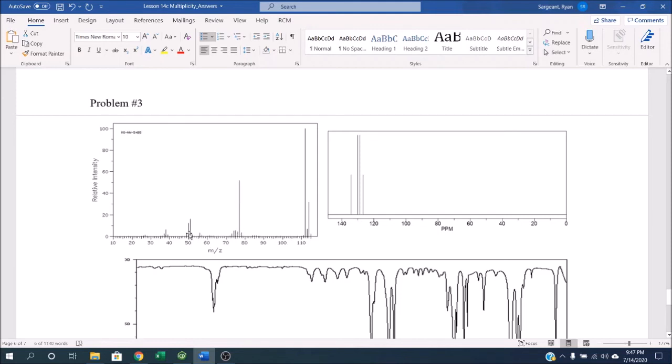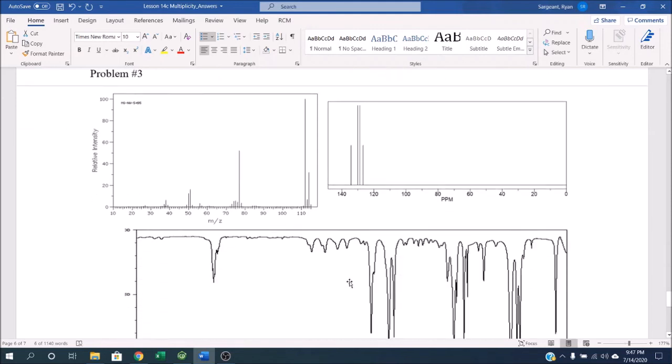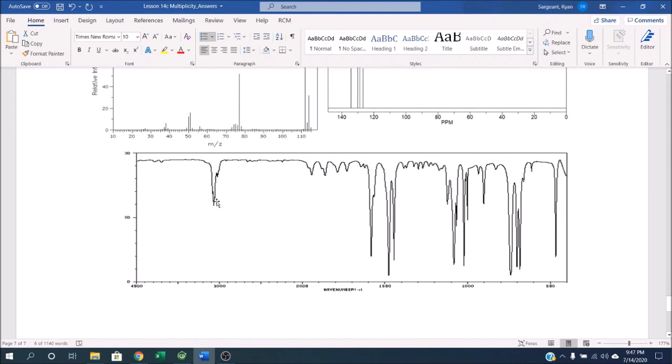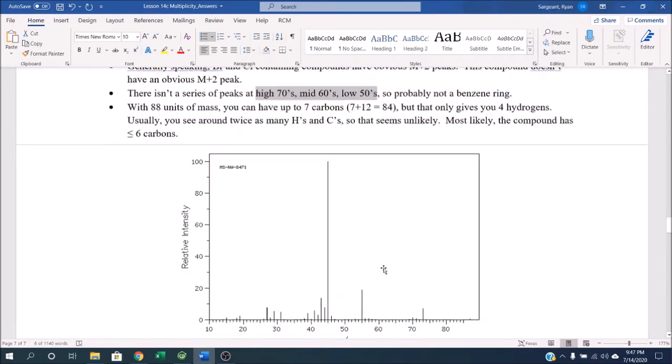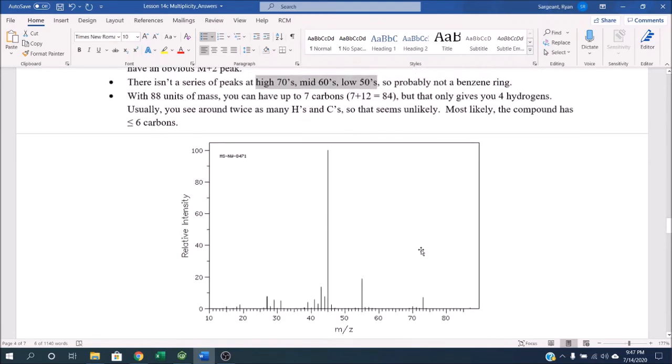High 70s, mid 60s, low 50s. You also have a 4-fingered region, sp2 carbon hydrogens. I'll let you look at that one now. But in this compound right here, I don't see any evidence in the mass spec of a benzene ring.